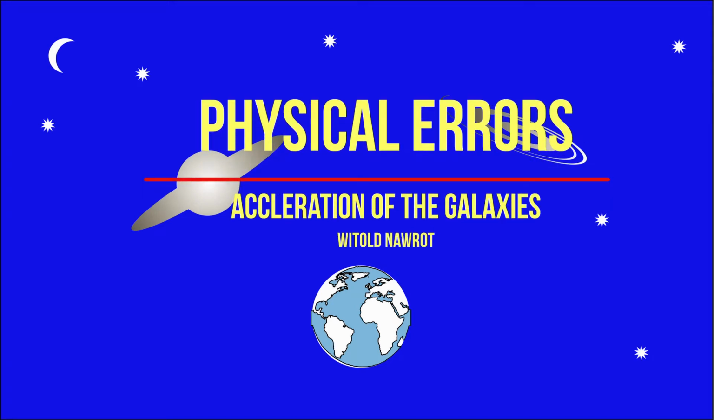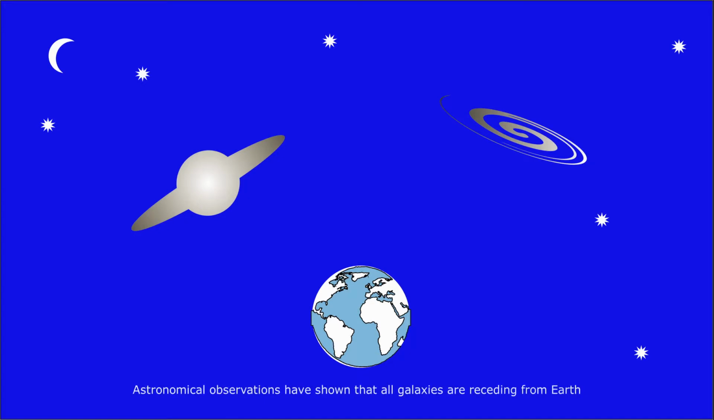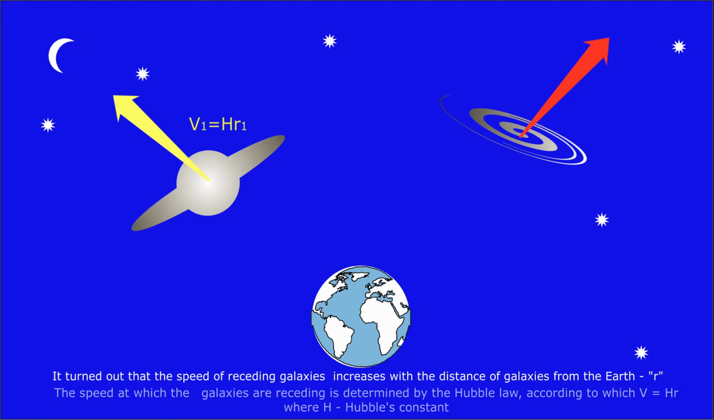Physical errors. Acceleration of the galaxies. Astronomical observations have shown that all galaxies are receding from Earth. It turned out that the speed of receding galaxies increases with the distance of galaxies from the Earth, r. The speed at which the galaxies are receding is determined by the Hubble law, according to which v equals Hr, where H is Hubble's constant.